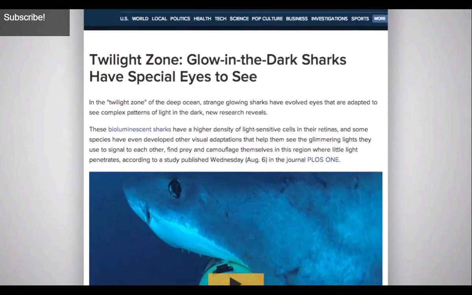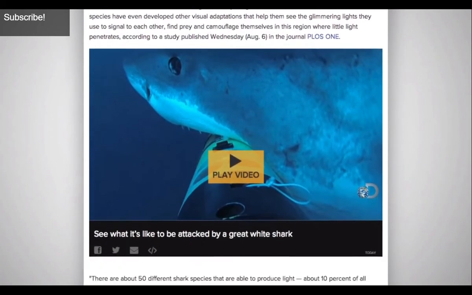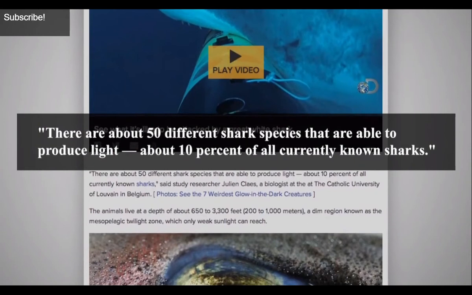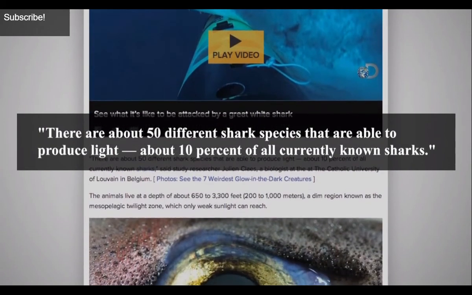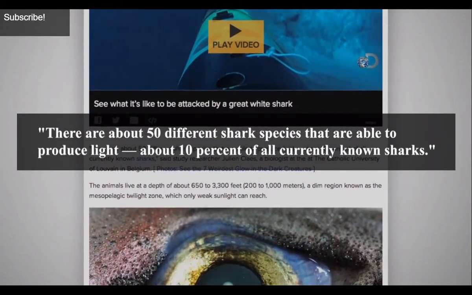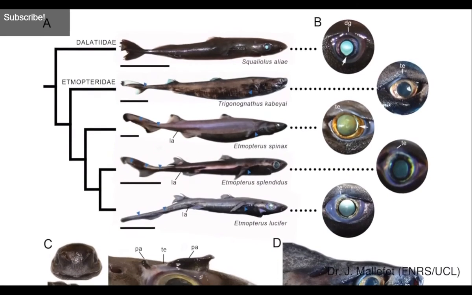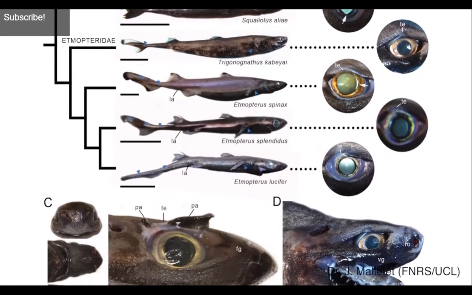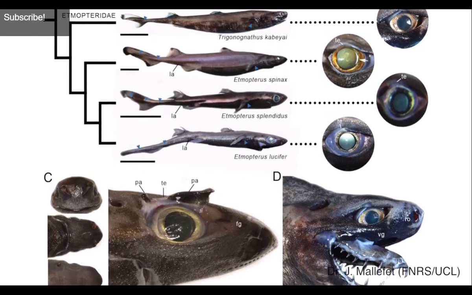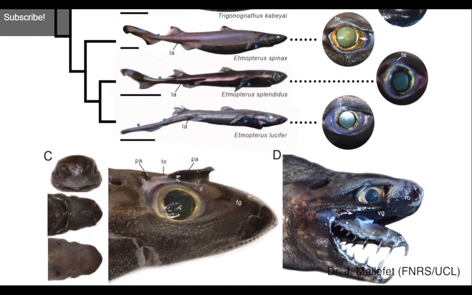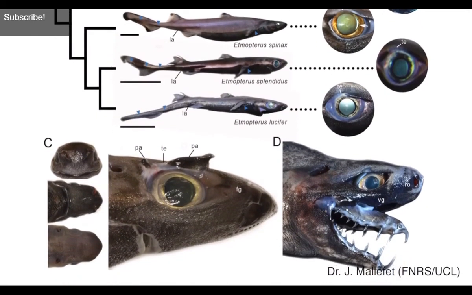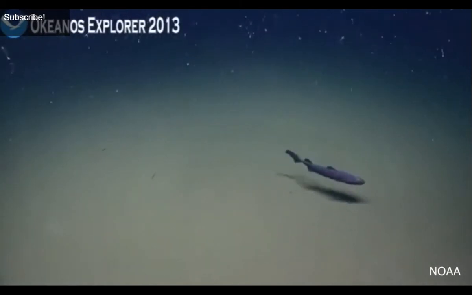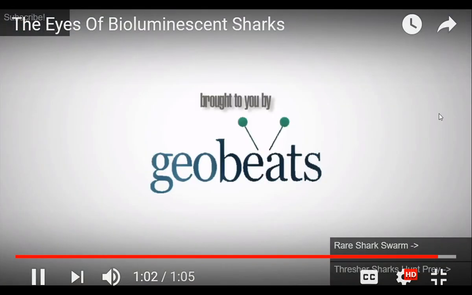According to study researcher Julien Claes, a biologist at the Catholic University of Louvain in Belgium, there are about 50 different shark species that are able to produce light, about 10% of all currently known sharks. They live at depths of between 650 to 3,300 feet below the surface of the ocean in an area called the mesopelagic twilight zone. Being able to produce light helps to keep them hidden from predators by camouflaging against the sunlight above. It also helps the sharks identify potential mates and hunting partners that belong to the same species.